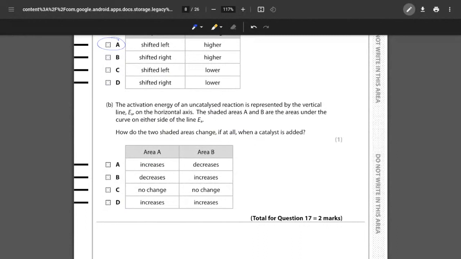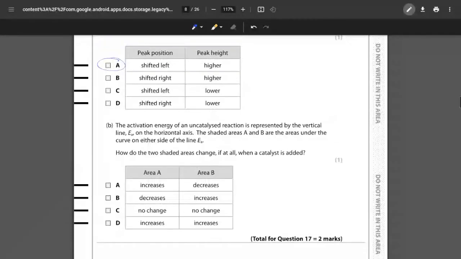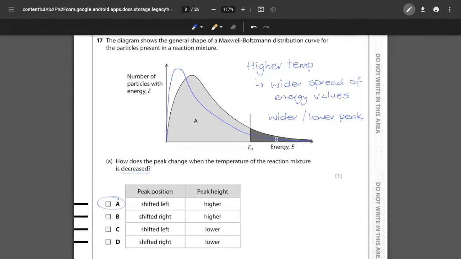Part B is referring to the activation energy. So the activation energy of the uncatalyzed reaction is represented as EA on the horizontal axis, and your A and B are your 2 areas on either side. We want to look at how do these areas change, if at all, when a catalyst is added. So if I go back up to the diagram, when we add a catalyst, what that does is it lowers our activation energy. So if this is EA of our catalyzed reaction.